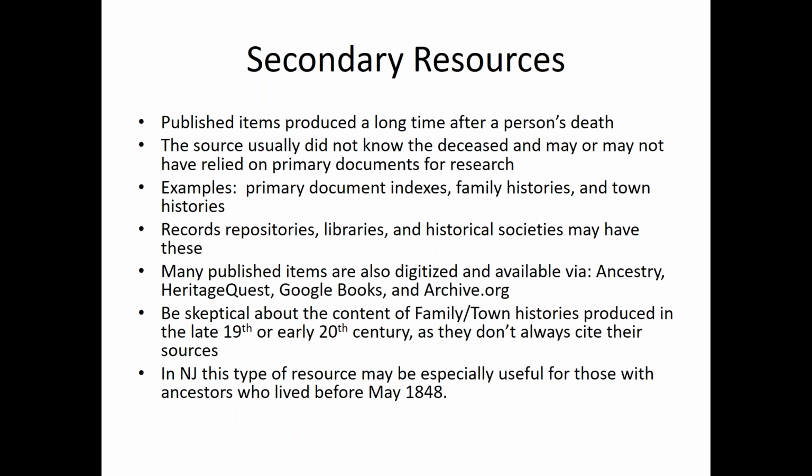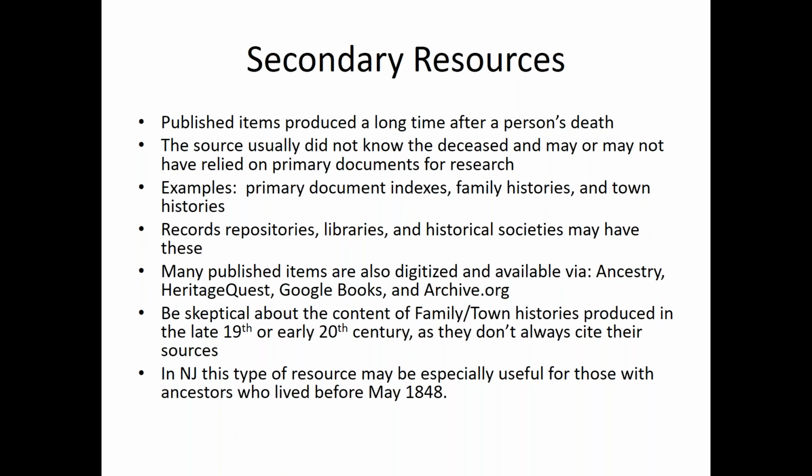So the other record group are called secondary resources. These are published items that are generally produced a long time after a person's death. The person who created the secondary resource usually did not know your ancestor of interest and may or may not have relied on primary documents for research, so we don't know where their information is coming from. Some examples of secondary resources are primary documents indexes, family histories, and town histories.